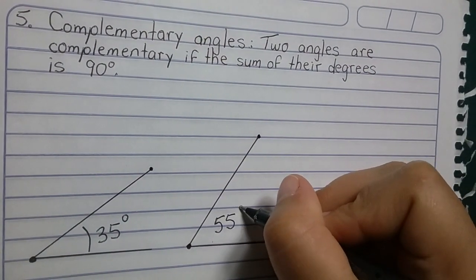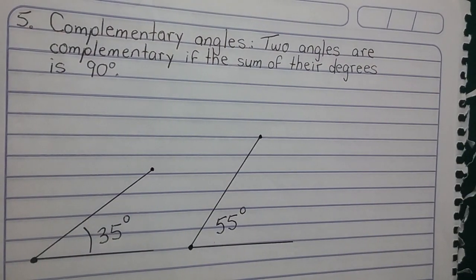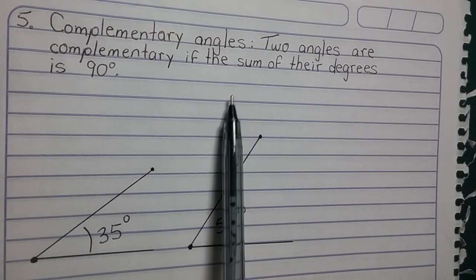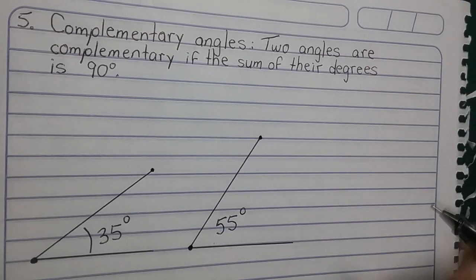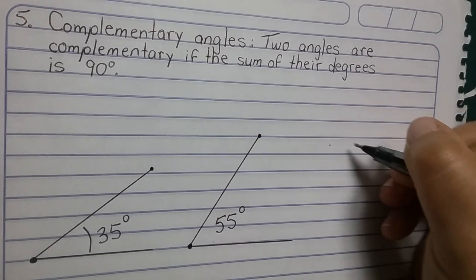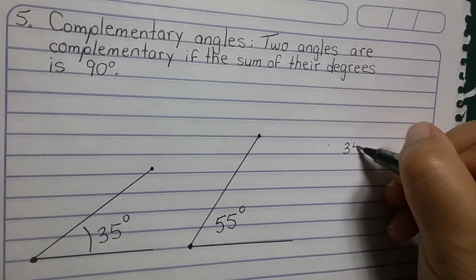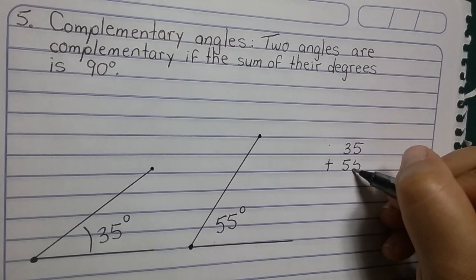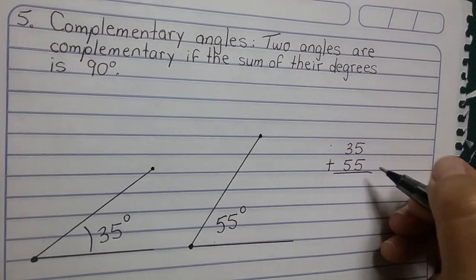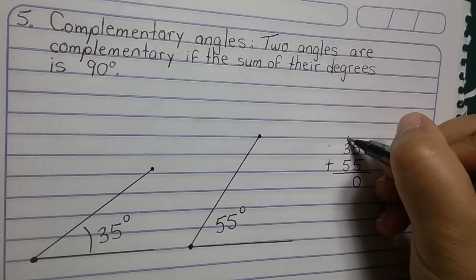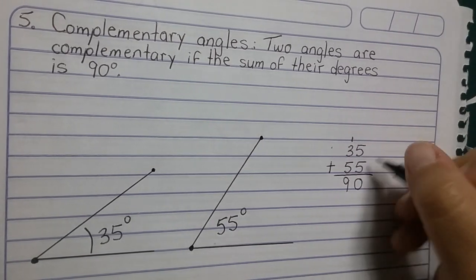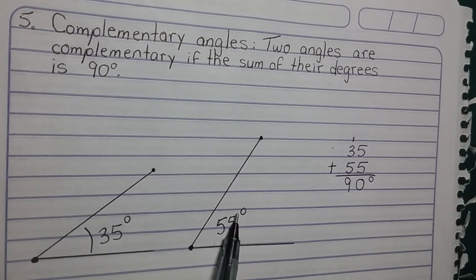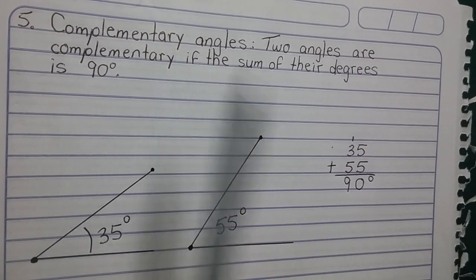Of 55 degrees. How do we know that these 2 angles are complementary angles? Because if we add the 2 angles, 35 plus 55, the result is exactly 90 degrees. Look, that's why we know that these two angles are complementary angles.